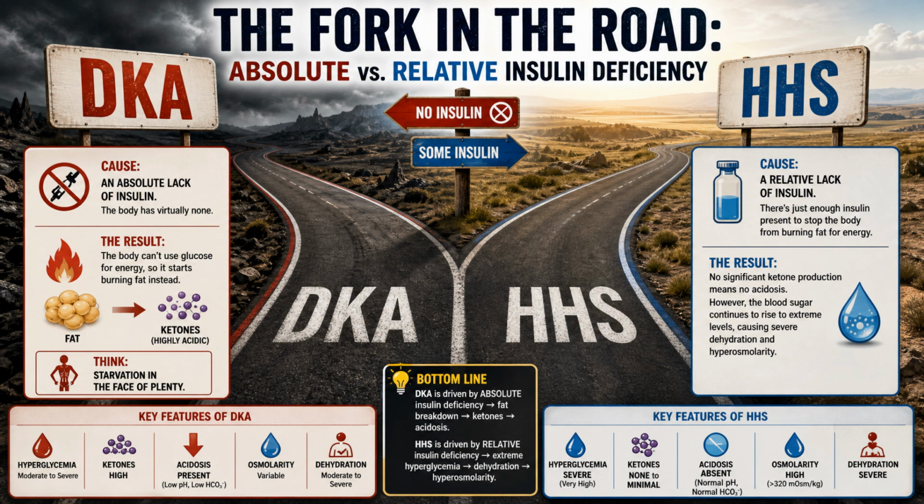In HHS, there is a relative lack of insulin. This is key. There is just enough insulin floating around to prevent the body from burning fat, so you get no significant ketones and therefore no acidosis. However, without enough insulin to control the sugar, the glucose level climbs to extreme levels, causing devastating dehydration.